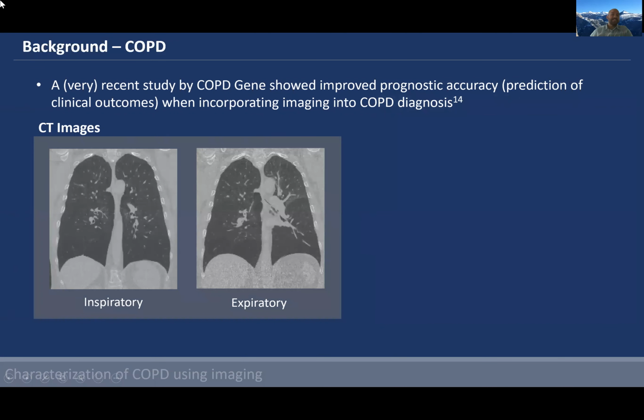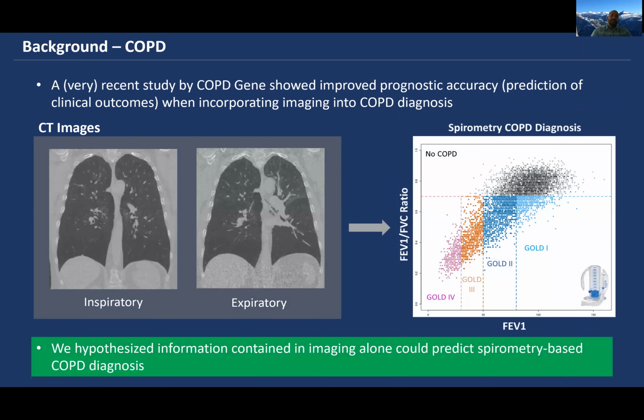Now, a very recent study by the COPDGene Research Group showed improvements in the prediction of clinical outcomes, like mortality and progression, when they incorporate imaging into the diagnosis. Remember, they typically only incorporate pulmonary function into the diagnosis. So we need to incorporate imaging into the diagnosis now. We hypothesized that information contained within just these images could predict this spirometry-based diagnosis.